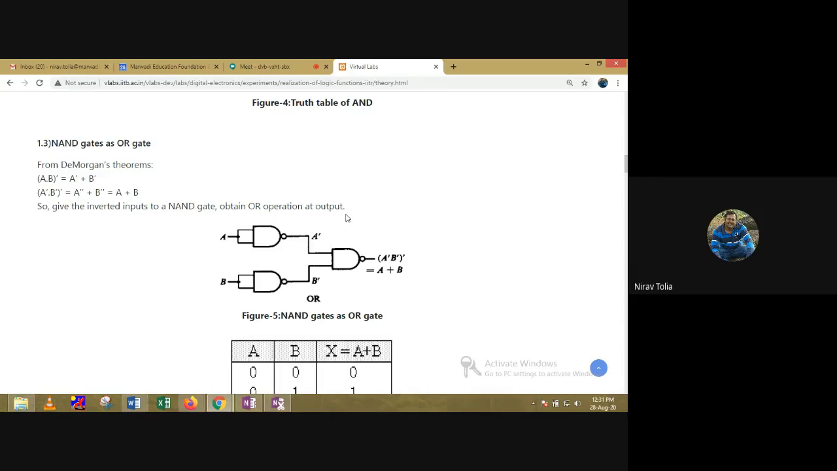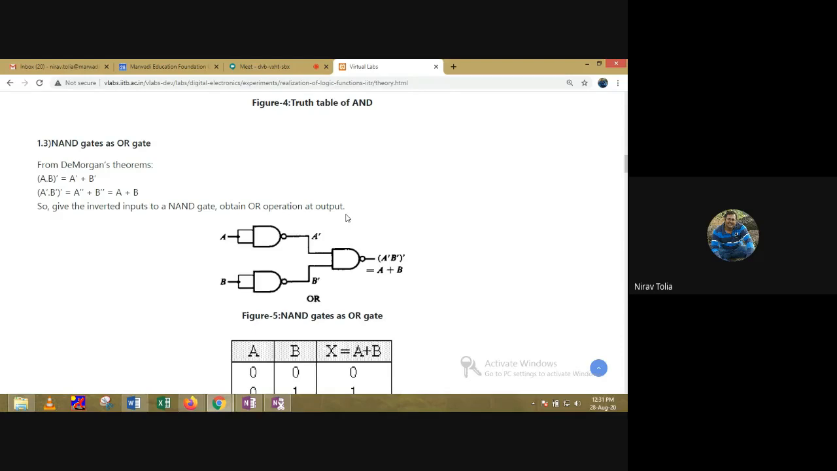So De Morgan's theorem says (AB) bar is equal to A bar plus B bar. Another law of De Morgan's theorem is (A plus B) bar is equal to A bar dot B bar. It says that the complement of the sum is equal to the product of their individual complements. Okay.